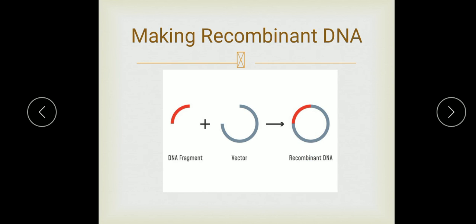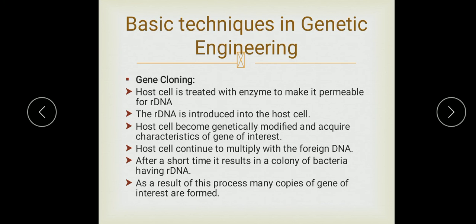And to join the vector DNA with the DNA fragment from the gene of interest, or from the donor DNA, we use an enzyme that is called molecular glue, DNA ligase. Okay, the third step is actually gene cloning. Cloning means copying. In this step, a copy of the gene will be formed, and for that we need to insert that gene into a host cell, because a gene can only replicate when it is present inside a cell.